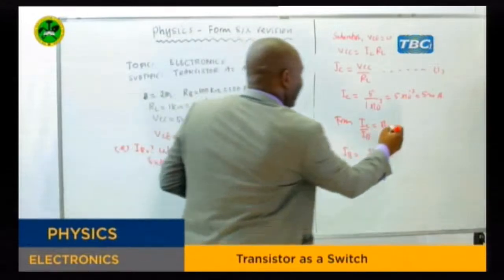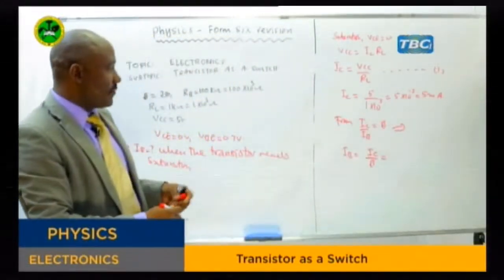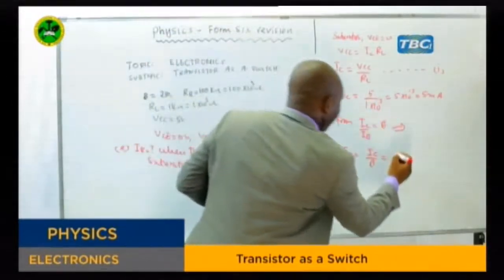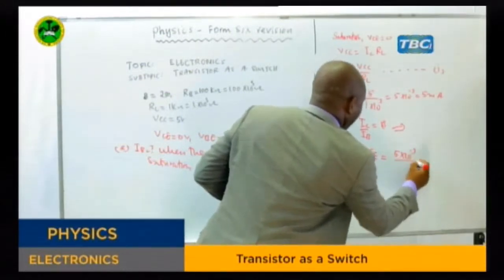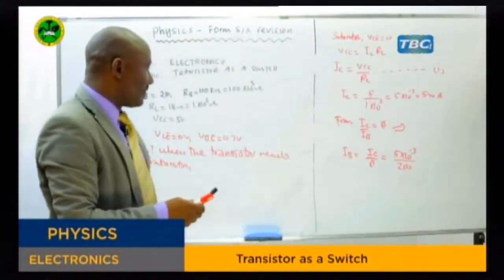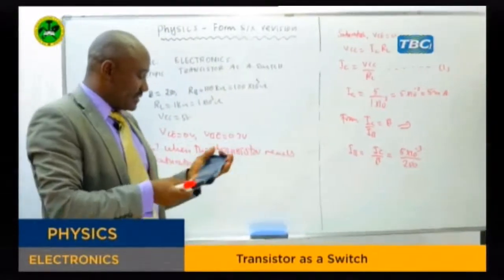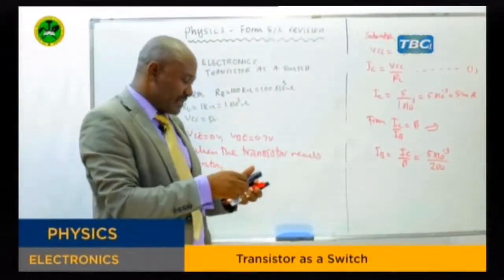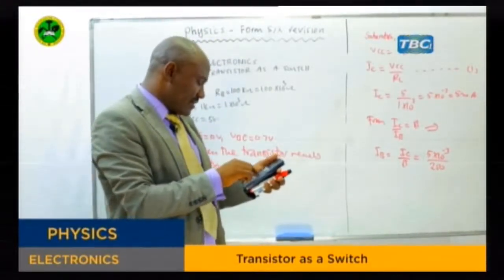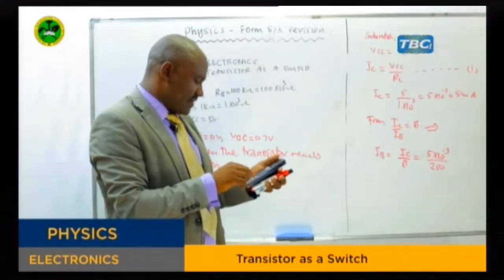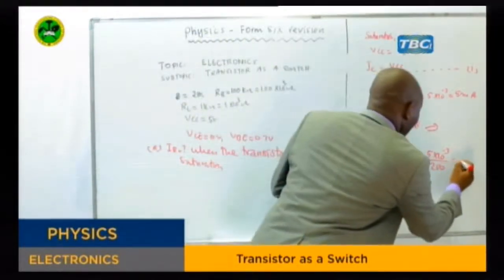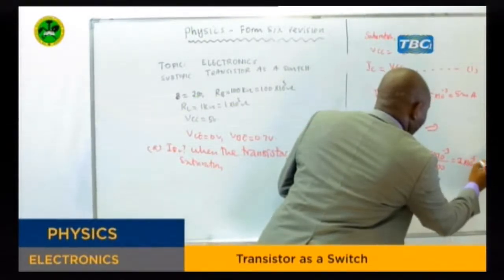You could make a substitution. If you substitute the value of IC, which is given as 5 times 10 to the negative 3 over the current gain, which is 250, using your calculator, you can find the base current. This is the minimum base current at which the transistor will be in saturation. So let's find 5 e power negative 3, divided by 250. You get 2 times 10 negative 5 ampere.